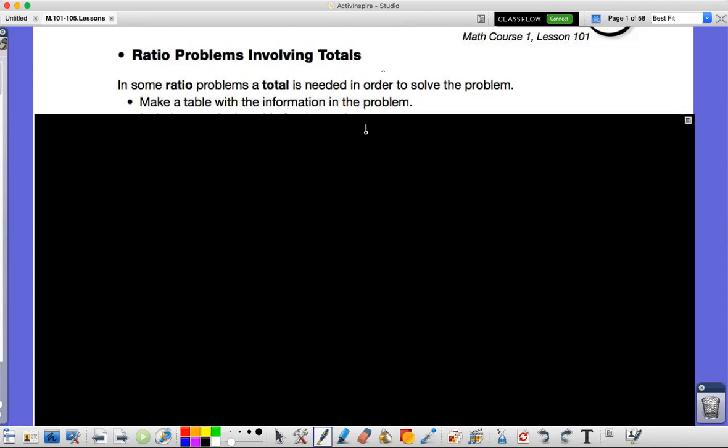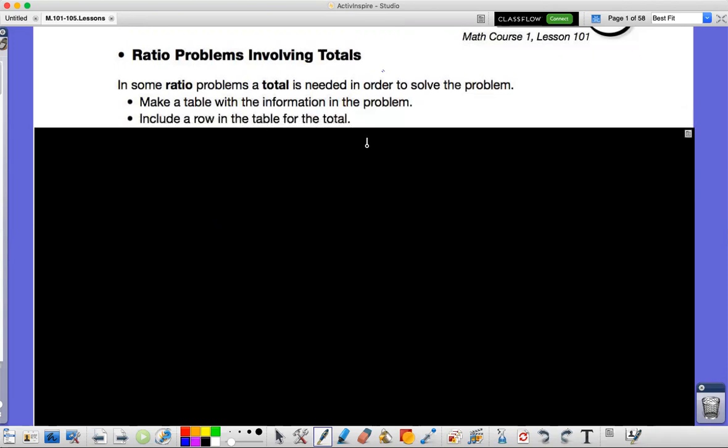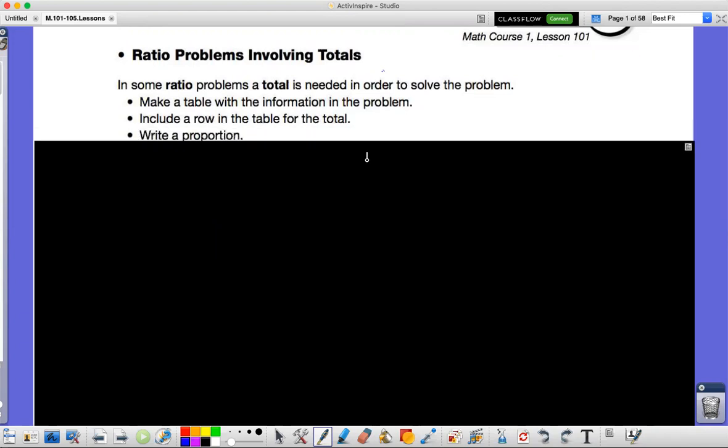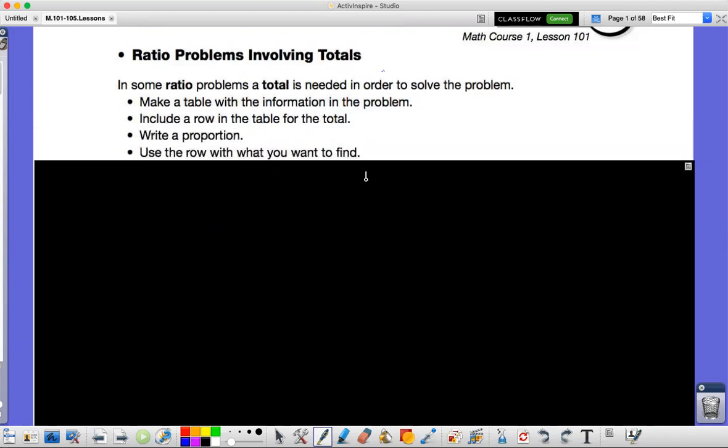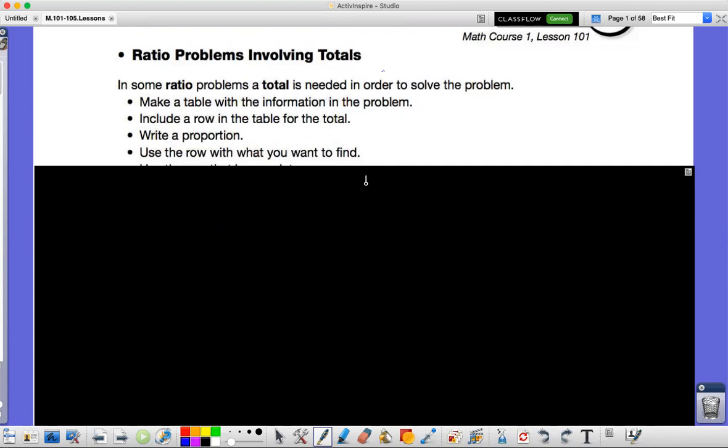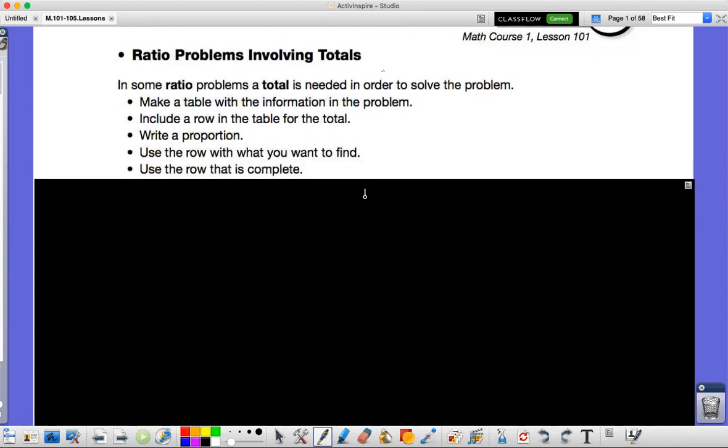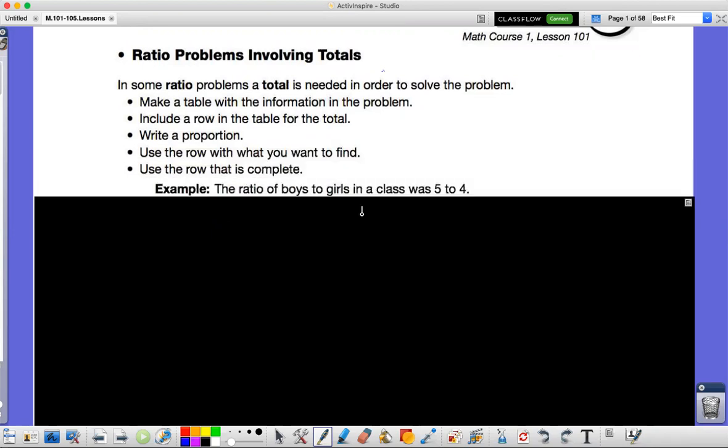Make a table with the information in the problem, include a row in the table for the total, and write a proportion. Then you use the row with what you want to find. Use the row that is complete.